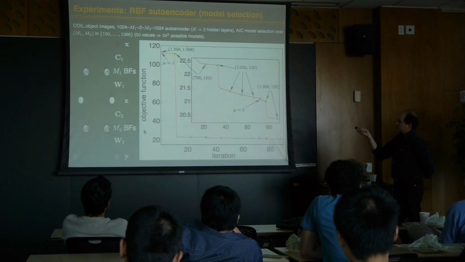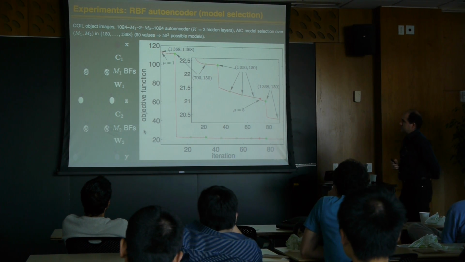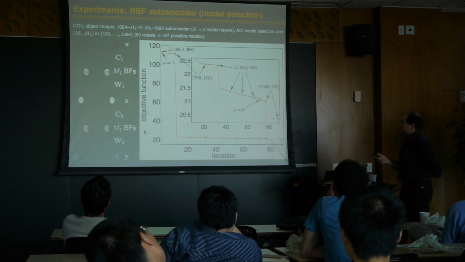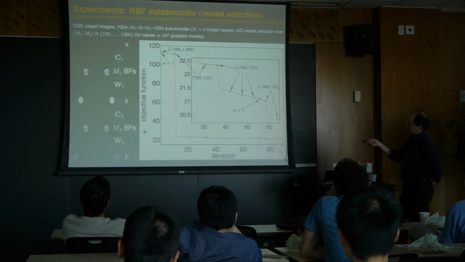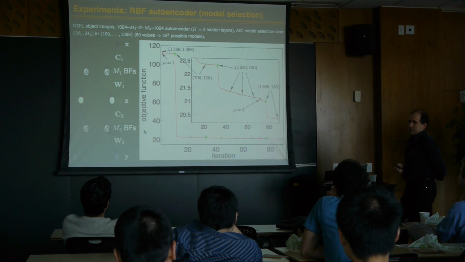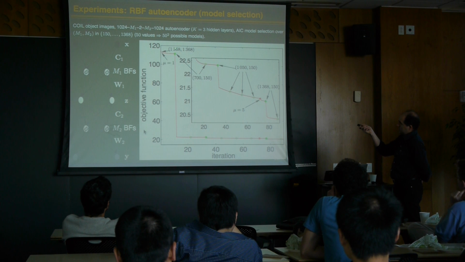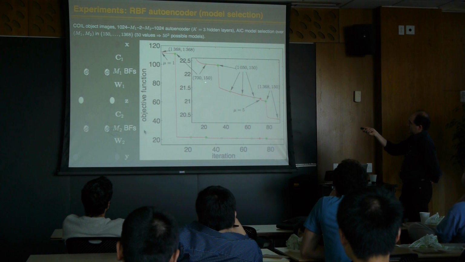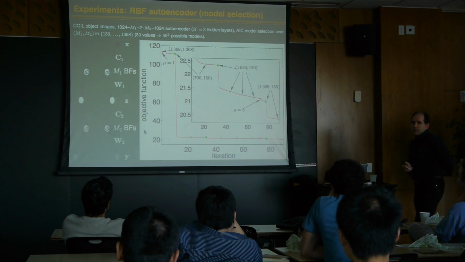But then at every green point here, we do a model selection step where we decide how many basis functions to use in each layer. And then you can see that there are these sudden decreases, which are caused, in this case, you can see that I started with 1,368 basis functions in each layer. And then here, at this point, I moved to a model which has only 750 functions.